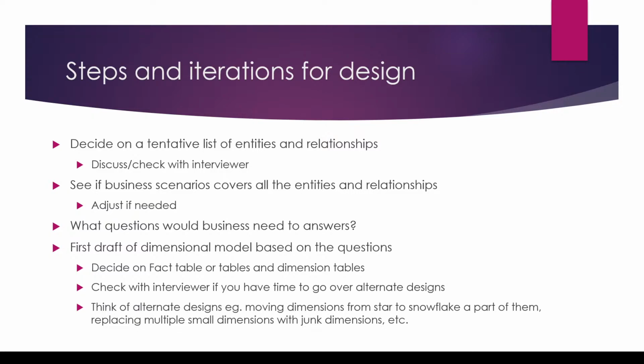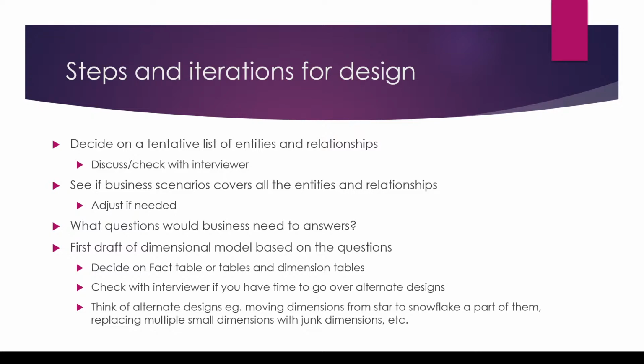When you're thinking of alternate designs, if you're not able to think through, think about moving certain dimensions from a big star to a snowflake. A good example of this is a customer with multiple addresses, which could be snowflaked into a customer table and a separate address table. And you can link the customer to the customer address one to many.